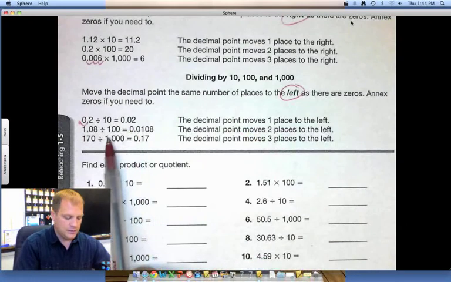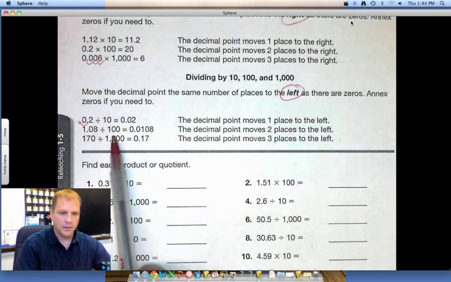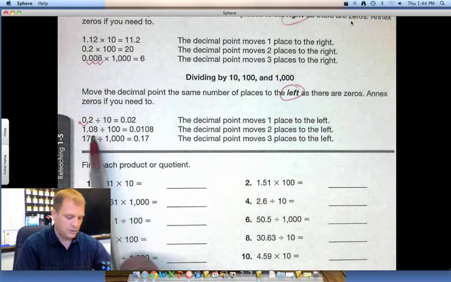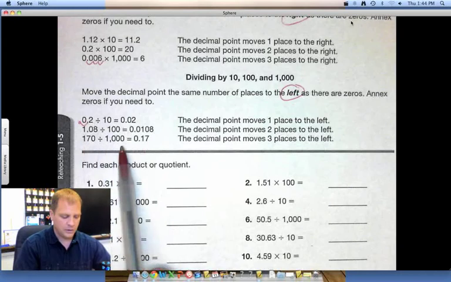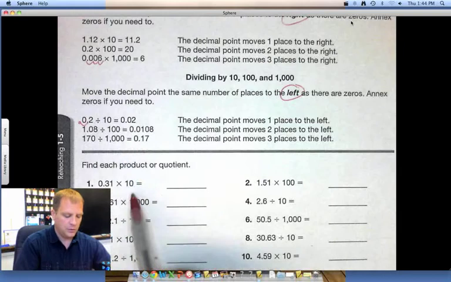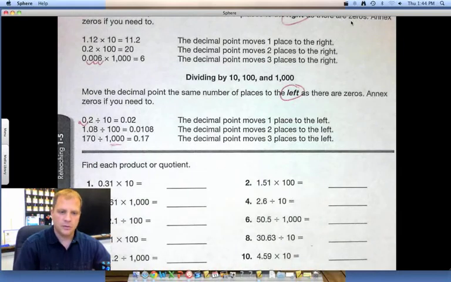For the second example, we have 1.8 divided by 100. Since we are dividing it by 100, we are moving the decimal point to the left two places. And as you can see, it has been done for you. And the last one, 1.7 divided by 1000, moving the decimal point over to the left three places, since there are 3 zeros, so your answer is 0.0017.